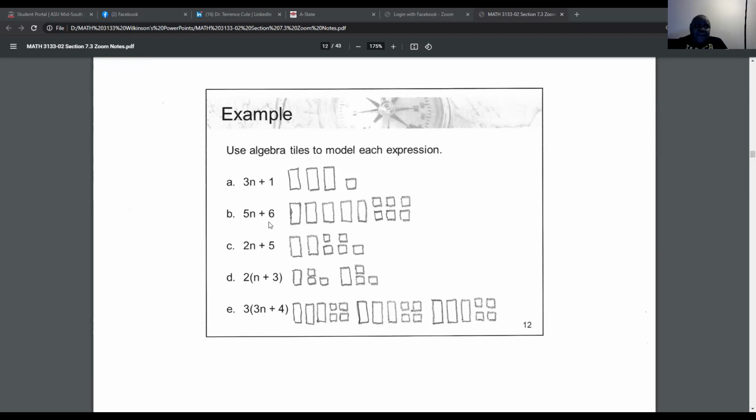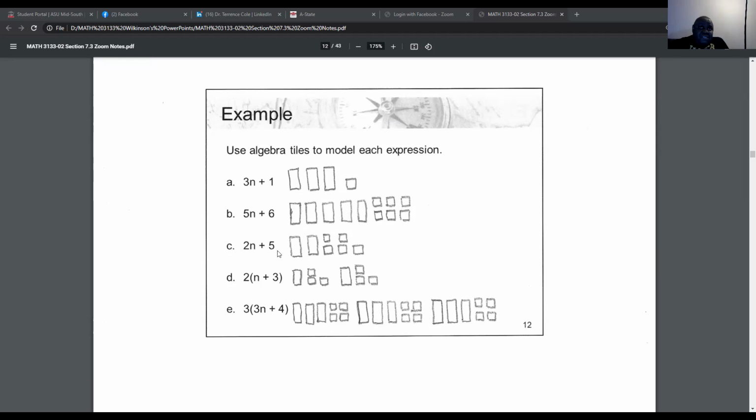Now for part B, 5n plus 6. The 5n means you need 5 n tiles that you see here. The plus 6 means I need 6 1 tiles. So that's the representation of 5n plus 6.